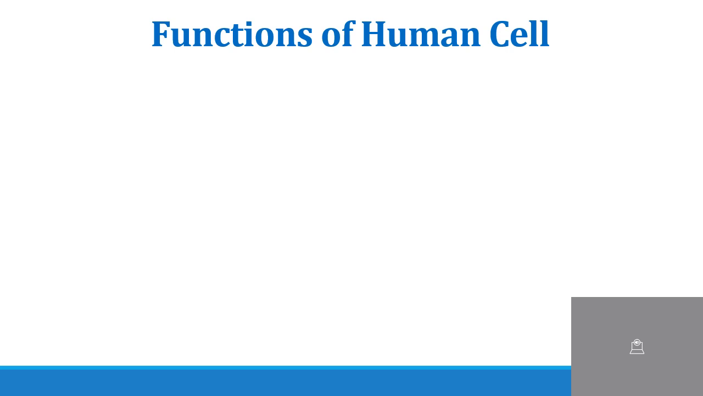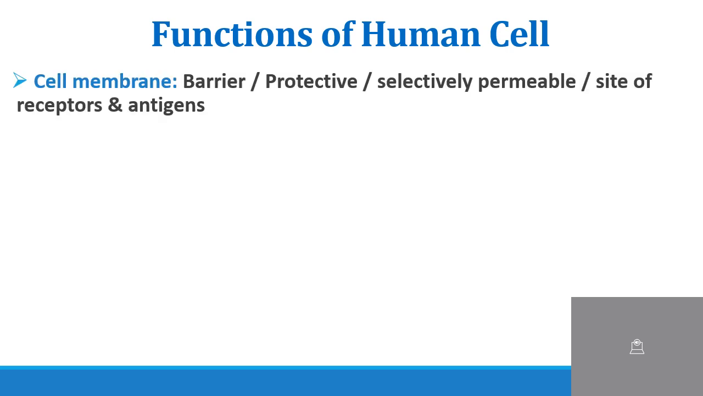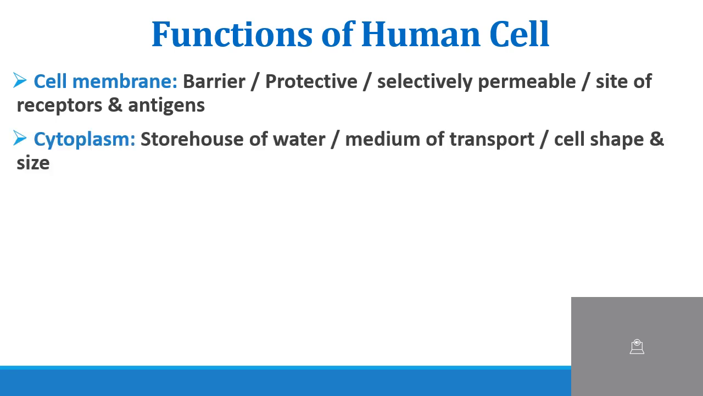When it comes to the functions of the human cell, the cell membrane, which is the outermost protective layer, acts like a barrier. It is supportive and protective in nature. It is selectively permeable to certain ions and molecules. And it is also an important site of multiple receptors and antigens on its surface.